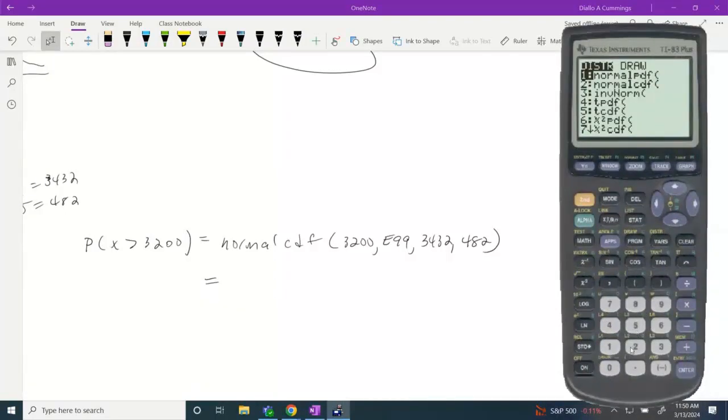All right, so this is the normal CDF, 3,200, comma, e to the 99th power. I hit second and the comma, and that pulls up EE on the calculator. But when you actually hit the functions, it just appears as a single E. And you just put the 99. Okay, so that represents positive infinity. Comma, the mean is 3432, and the standard deviation is 482.